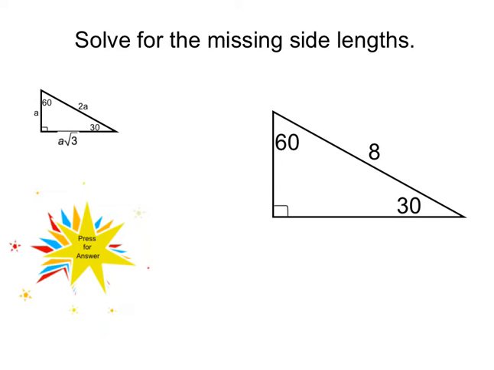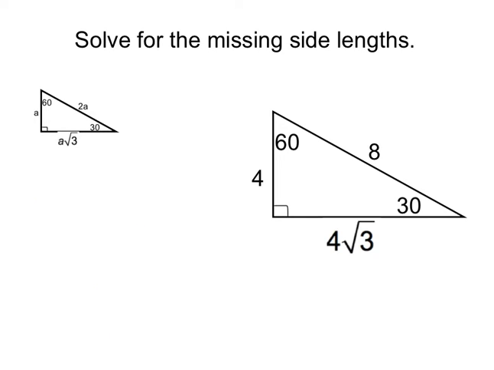Now I want you to try this one. Press pause when you're ready to see the answer. Press play again. Did the same thing. I labeled my sides 2a, and a root 3. A was 4. And then this side became 4 times the square root of 3.